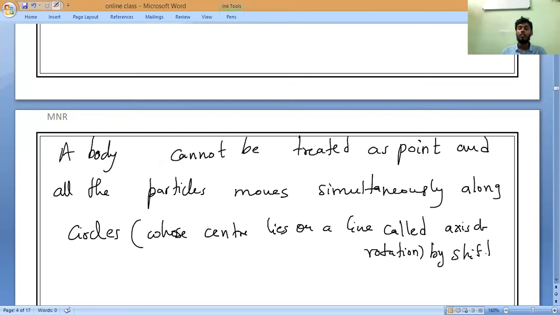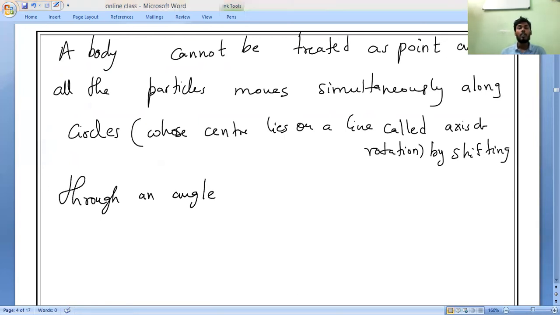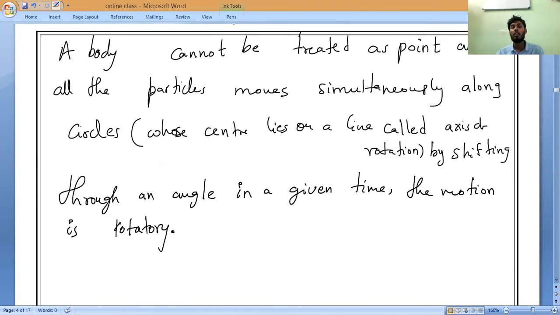By shifting through an angle in a given time, what can we say? The motion is rotatory. Understanding? The axis of rotation, by shifting through an angle in a given time, then the motion is rotatory. So this motion only we call rotatory motion. Is it okay, Harish? Be very careful, Harish.